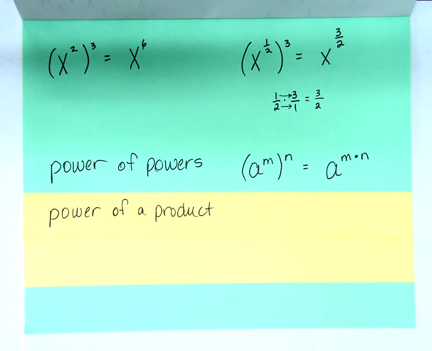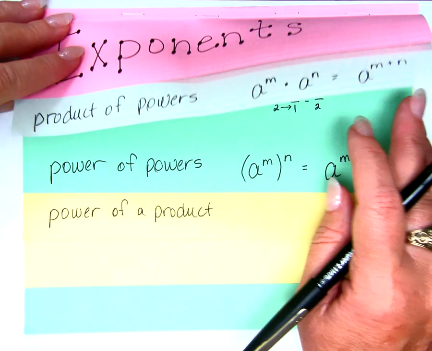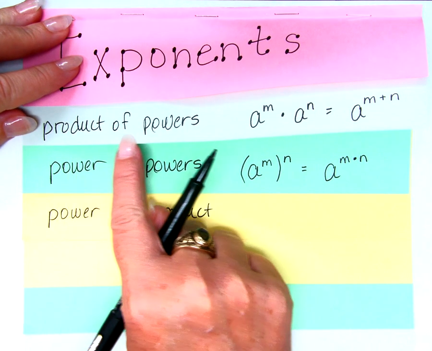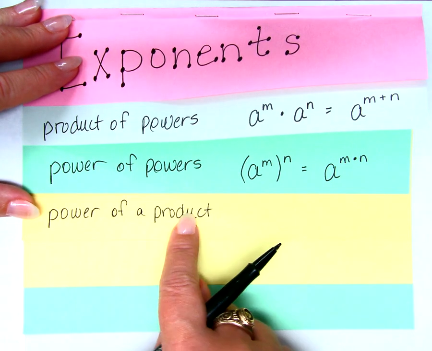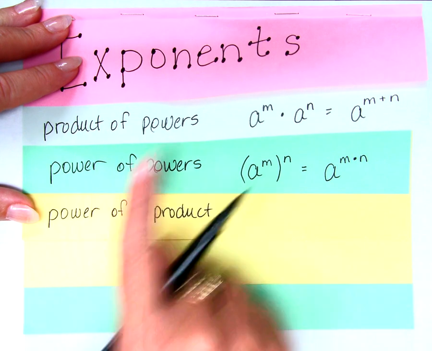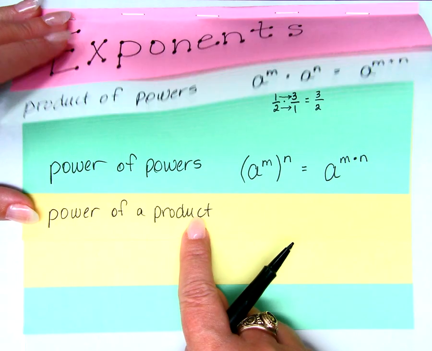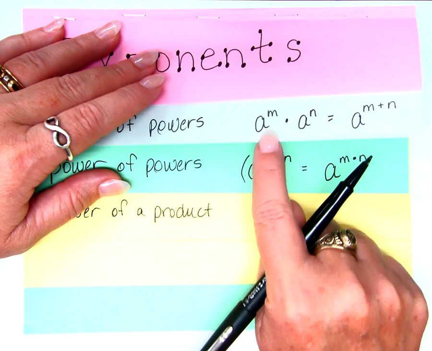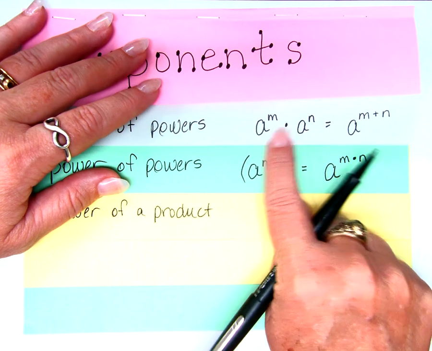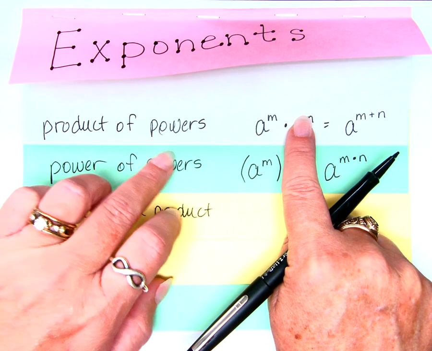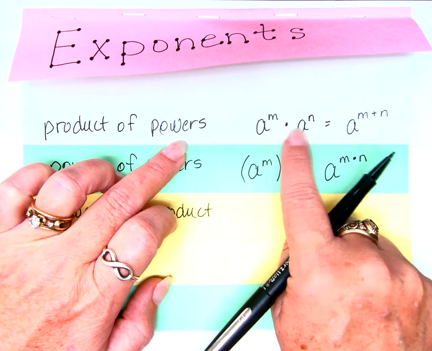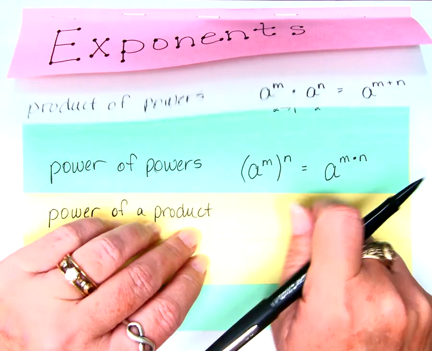Now, that seems kind of familiar, right? Power of a product. Well, look at this one. What's this one called? Product of powers. So, are these two different rules? Product of powers versus power of a product? They are different rules, right? Notice I'm multiplying like bases and I have to add my exponents. I'm taking the product of powers. I'm multiplying like bases, so I know I have to add the exponents.